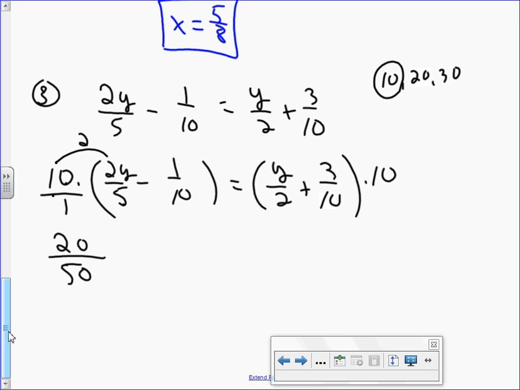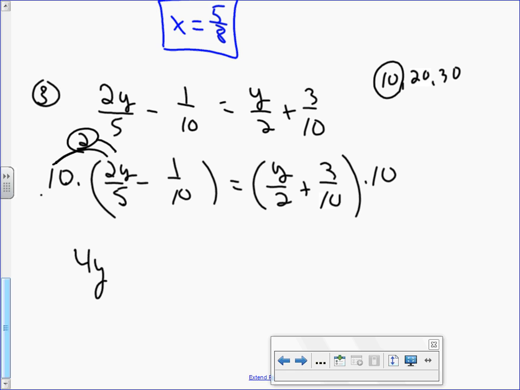But what our goal really is to get that canceling going so that we understand that this 10 and this 5 cancel. That becomes a 2, and 2 times 2y is 4y. That's what you really want to get to. Okay? All right? You ready to write that down? Yes? Okay, go.